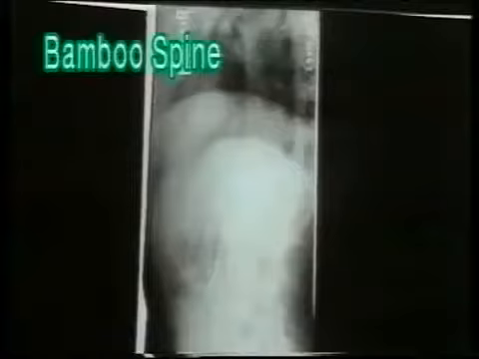The earliest changes, of course, are seen in the sacroiliac joints. In the same patient, the sacroiliac joints are totally fused. There is no demarcation of the joint left. There is bony ankylosis. This X-ray shows a typical bamboo spine.